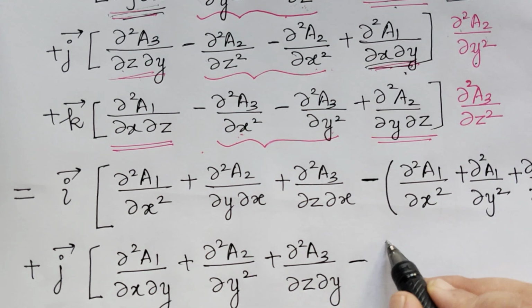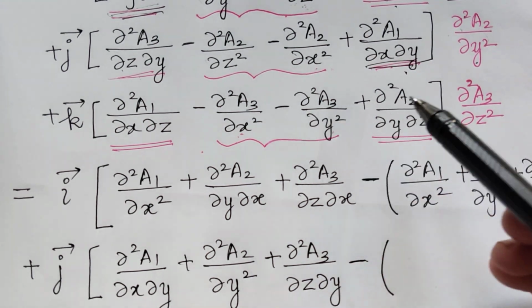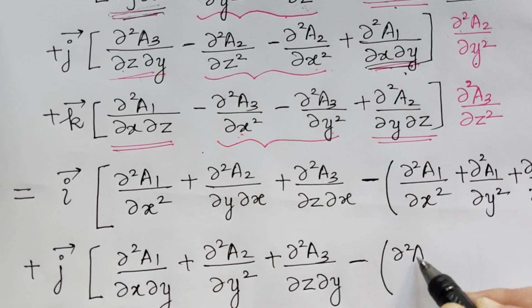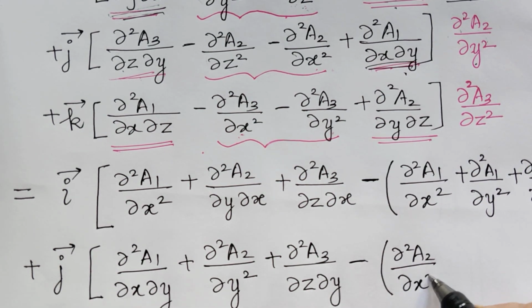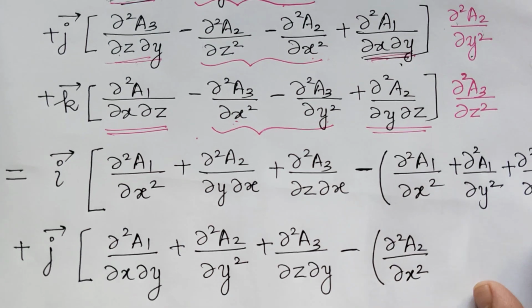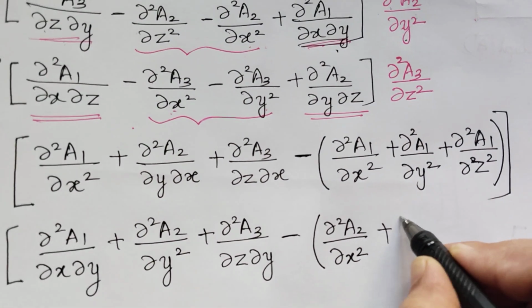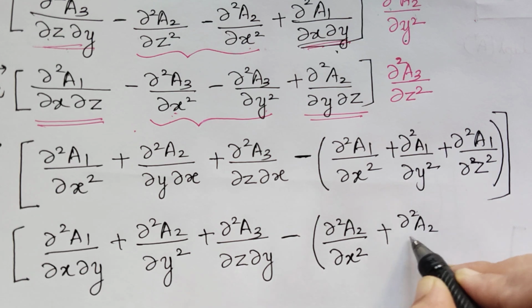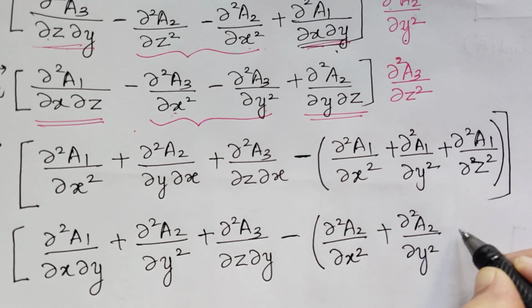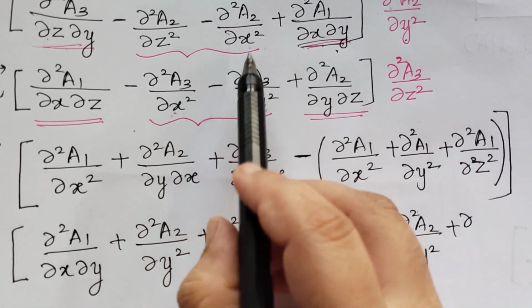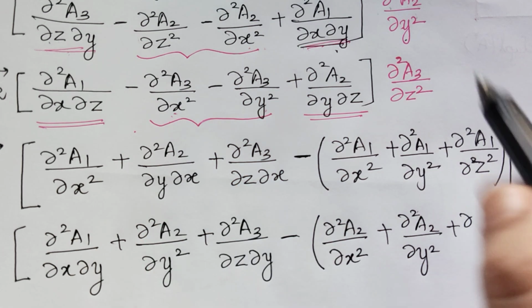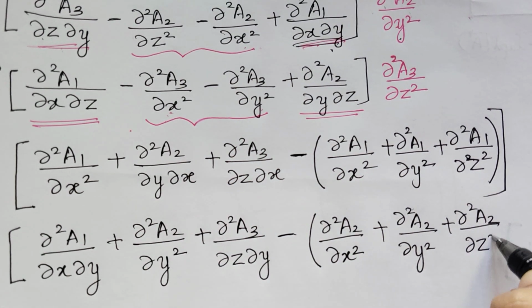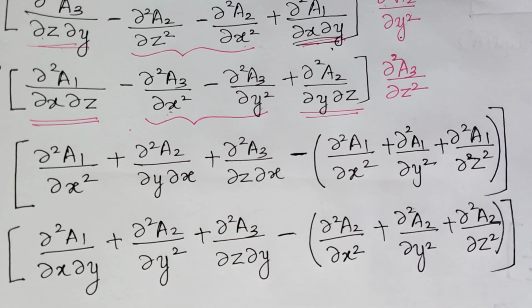So minus of, how we will subtract? First we will write this component, that is dou square a2 by dou x square, then this term. So plus dou square a2 by dou y square, so that it will be cyclic, plus this term I will write now, dou square a2 by dou z square. So jth component is over.